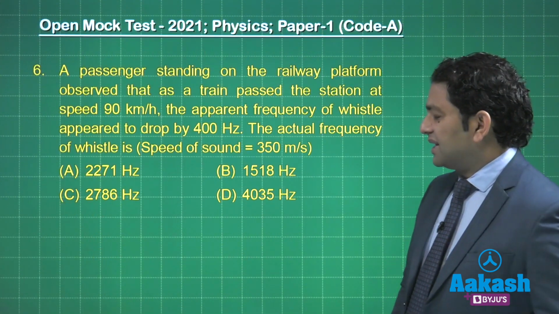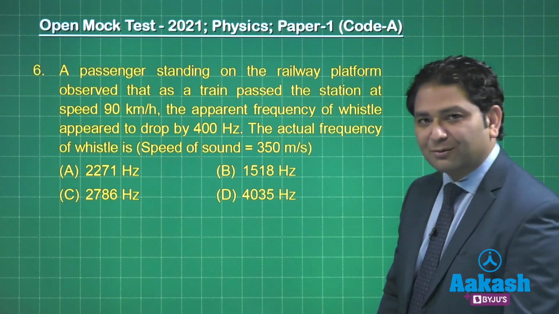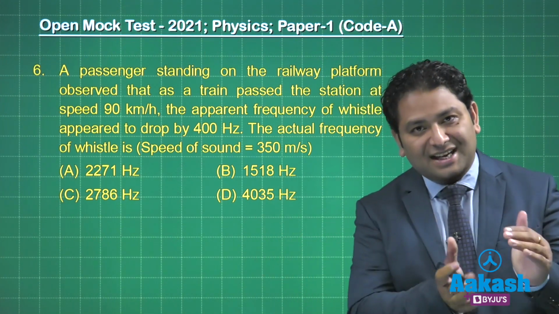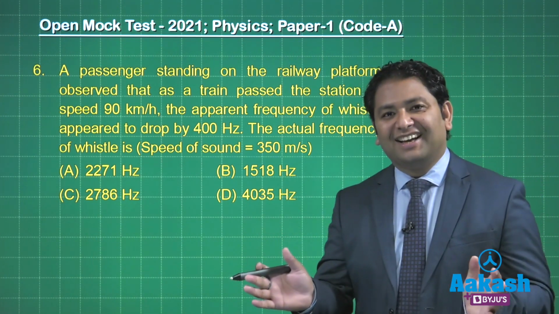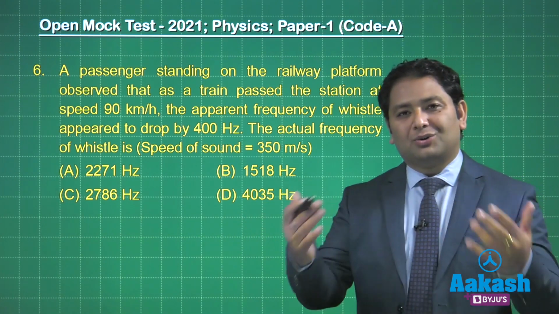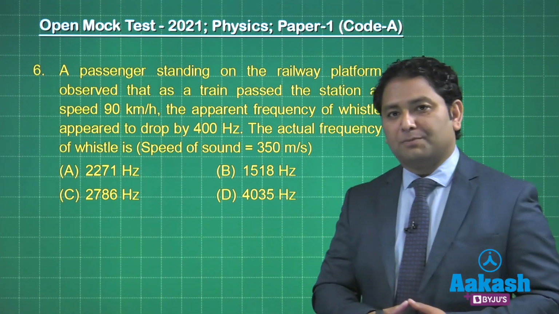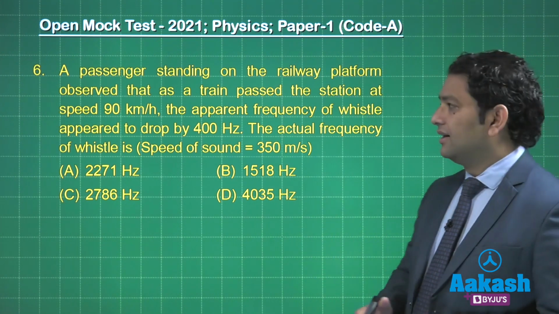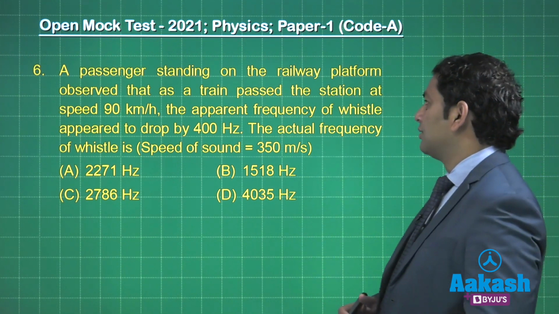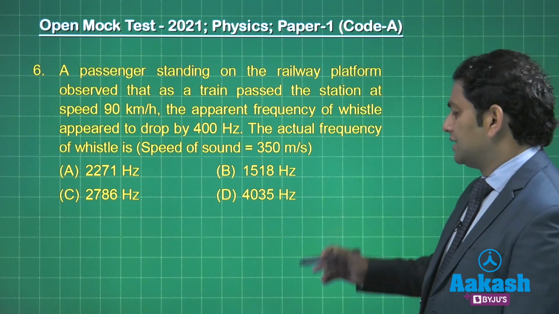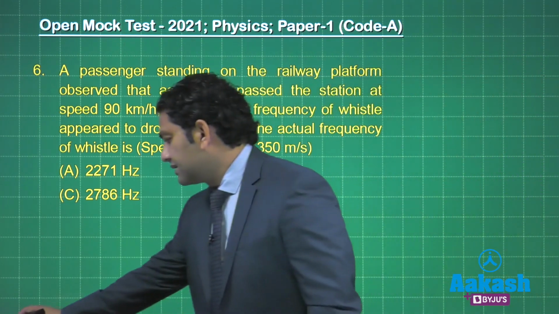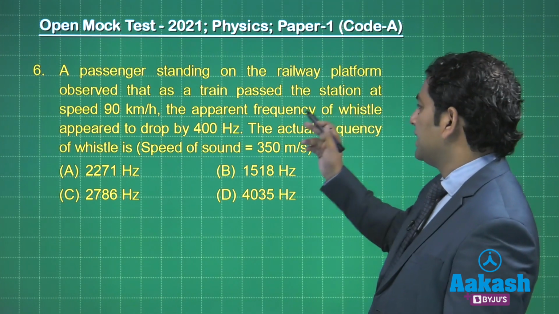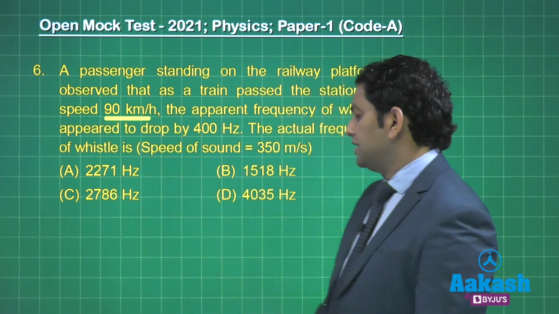All right, so here is the 6th question, and this is the final question of this segment, not of the paper. Okay, so after this we are going to handle the multiple correct options. Now the question is from Doppler's effect. There is a passenger standing on the railway platform. Observe that as a train passed this station at a speed of 90 km per hour.